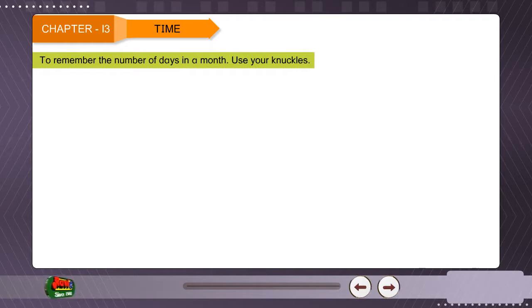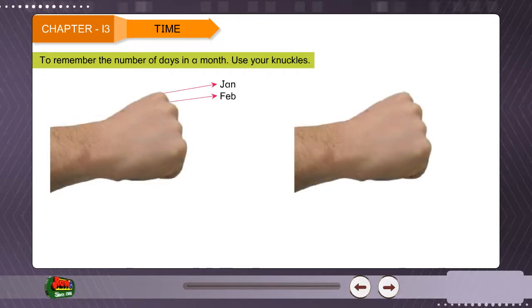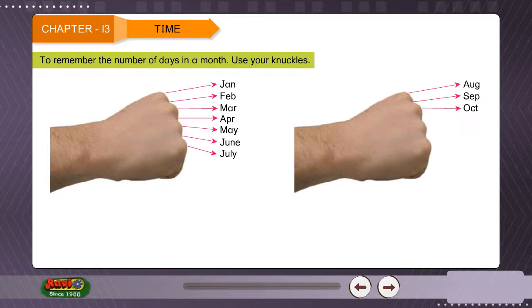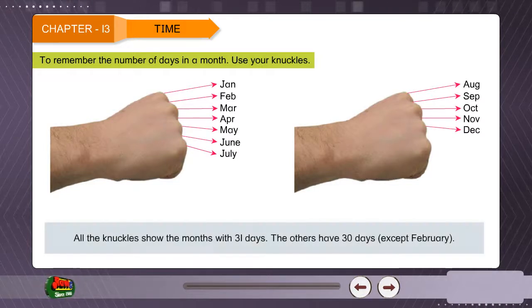To remember the number of days in a month, use your knuckles. January, February, March, April, May, June, July, August, September, October, November, December. All the knuckles show the months with 31 days. The others have 30 days except February.